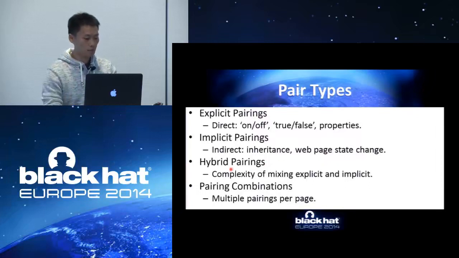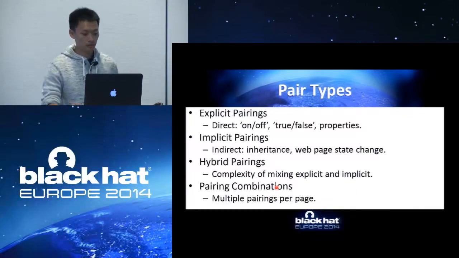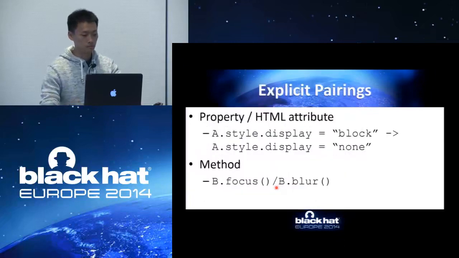The third type of pair is hybrid pairing. I will explain this type of pairing in detail later. And the fourth one is pairing combination. We simply mix them all together and use multiple pairings per page. I will explain each type in detail and give you a few examples.